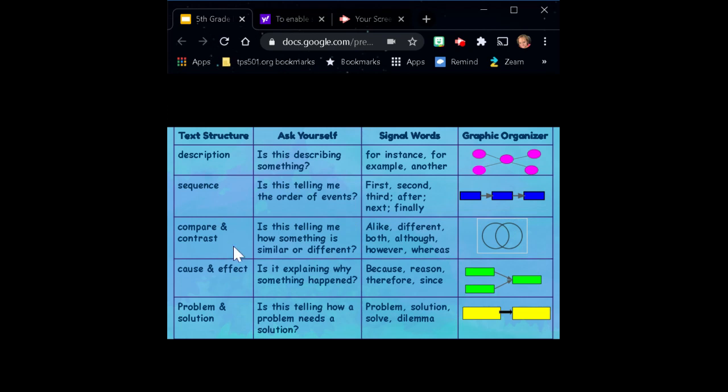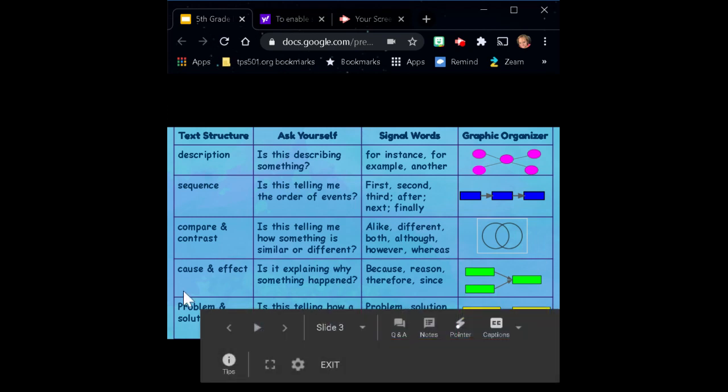The next text structure is compare and contrast. The question we would ask, well, is this telling me how something is similar or different to something else? Keywords would be alike, different, both, although, however, whereas. We usually use Venn diagrams to organize our thoughts when we compare and contrast. We don't always have to use a Venn diagram. My guess is that's the one you're most familiar with.